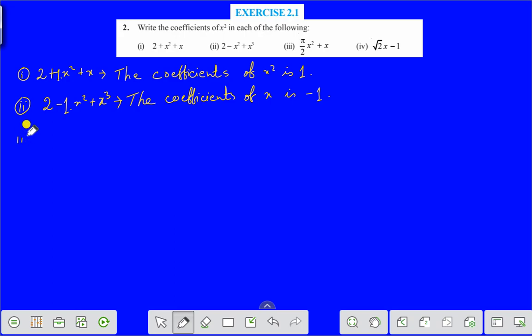Question number 3 is given as pi by 2 x square plus x. You see that pi by 2 is multiplied with x square. Therefore the coefficient of x square is pi by 2.